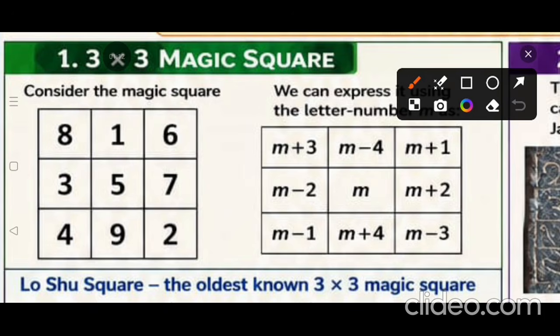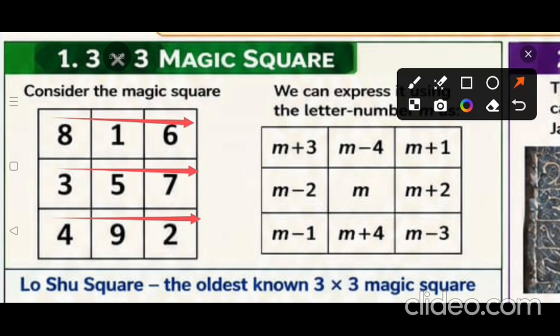Let's check. Row 1 has the sum 8 plus 1 plus 6. Sum is 15. 3 plus 5, 8 plus 7, 15. 4 plus 9 plus 2, it is 15.